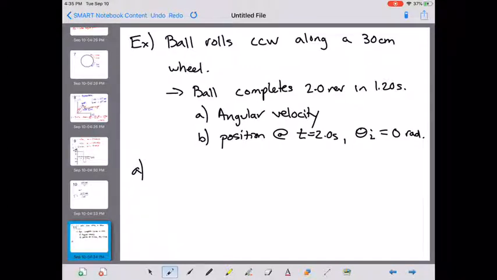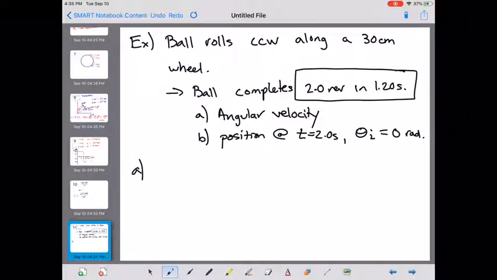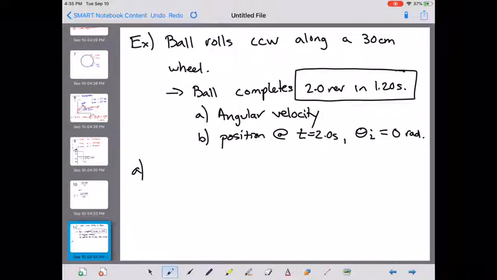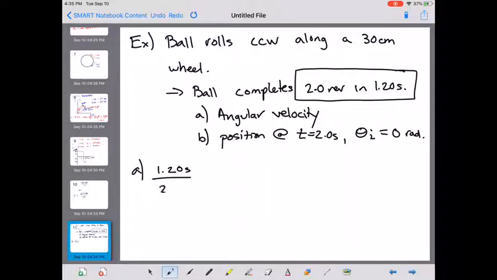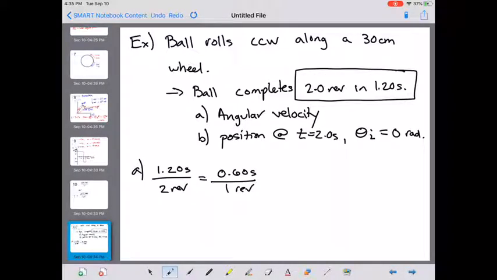Now this piece of information is important to me. I can complete 2 revolutions in 1.2 seconds. So from this, I can figure out my period. If you'll recall from our previous conversation, a period is the time it takes to complete 1 revolution. So in order to figure out the time it takes to complete 1 revolution, I'm going to do 1.2 seconds divided by 2 revolutions. And this is going to tell me that it takes 0.60 seconds to complete 1 revolution. That right there is equal to my period, represented by T.